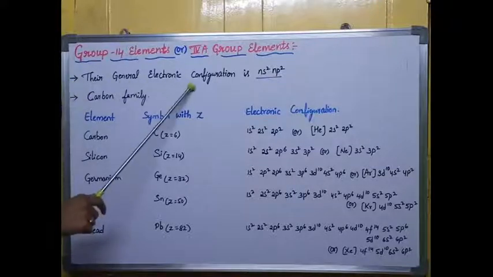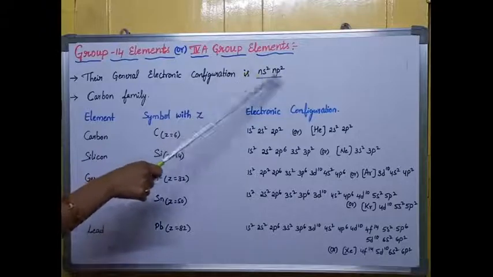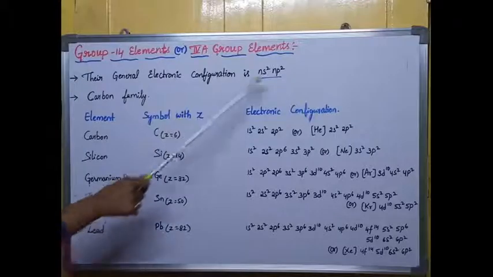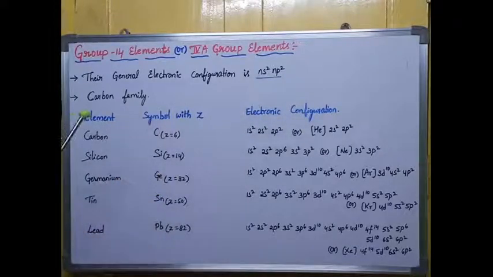Their general electronic configuration is ns2 np2. So this group is present after group 13 elements. Now let us see the elements and their electronic configuration. Here I am writing the element first. Next we have the symbol of that element with atomic number, where Z indicates atomic number, and finally we have the electronic configuration.